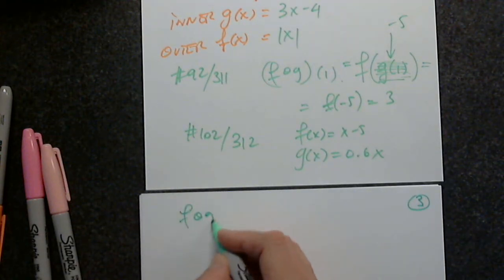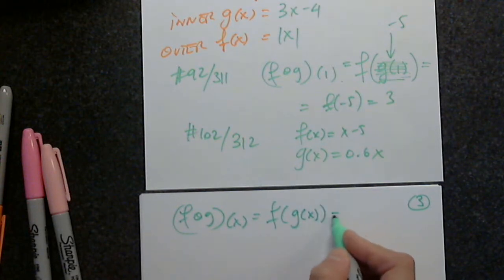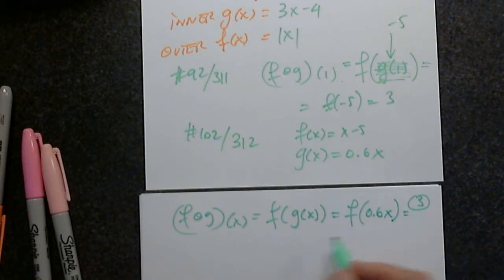So f comp g, by definition, is f of g of x, which is f of 0.6x, which is, and now please dictate.